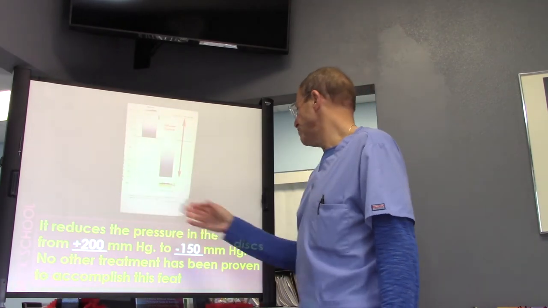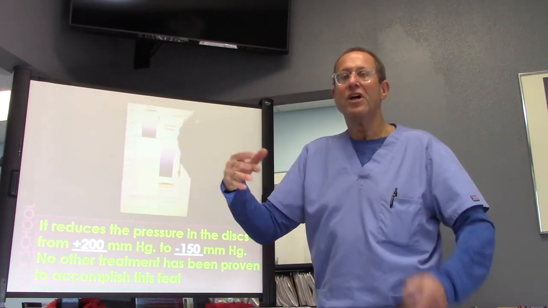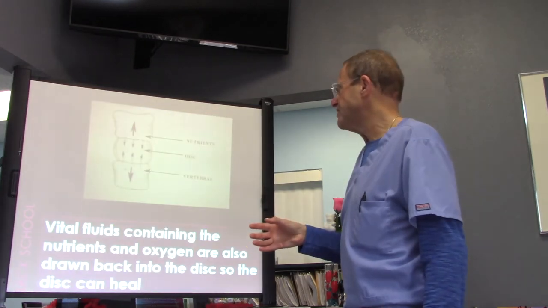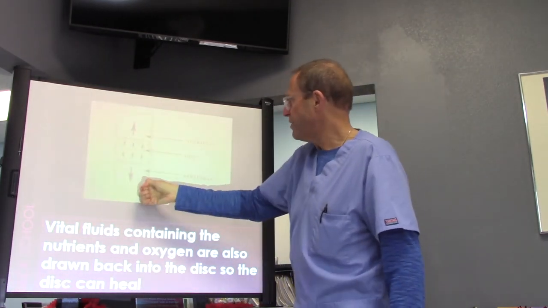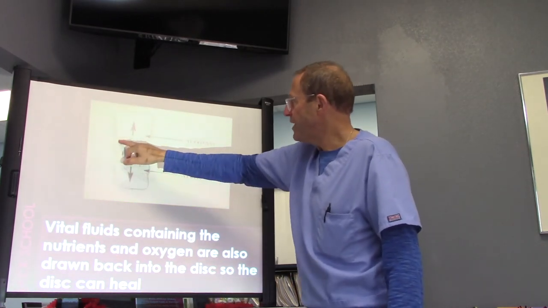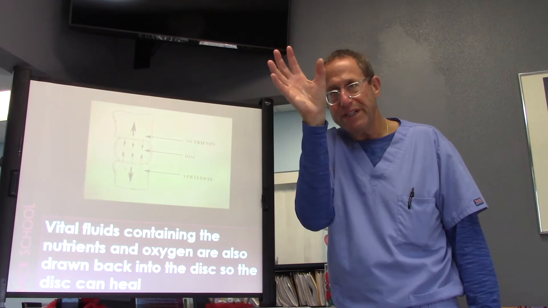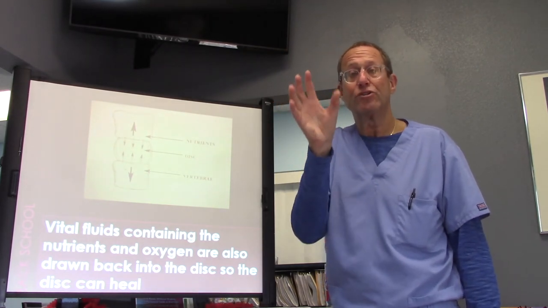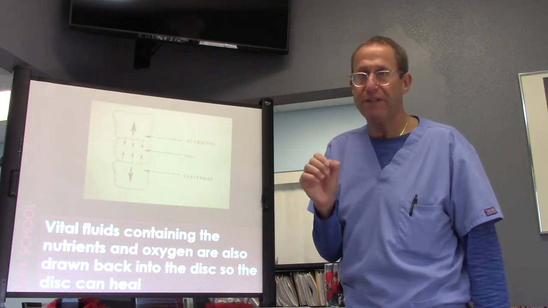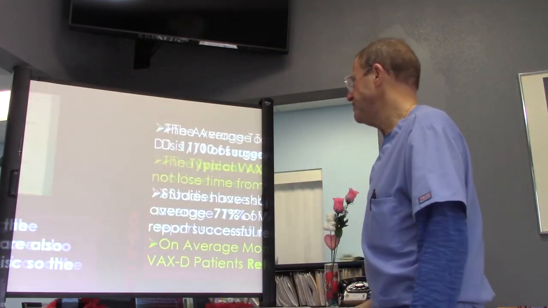And so what happens is it reduces the pressure in the disc from a plus 200 millimeters of mercury, meaning it pushes outwards, to minus 150, negative pressure. It sets up a vacuum and literally sucks that disc back in. So as we distract the vertebrae, we're applying pressure, we're pulling over here, it increases the size of the disc, and therefore it reduces the pressure in the disc, and fluids, blood, oxygen, nutrients start to go into the disc and allow for some healing, not a lot of healing, but some healing to take place within the disc. And it also allows for retraction of that nucleus off of the nerve.